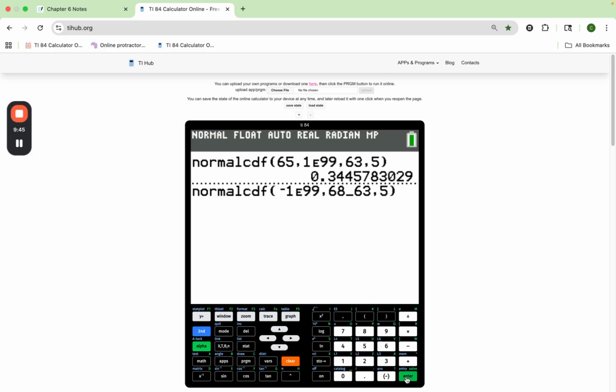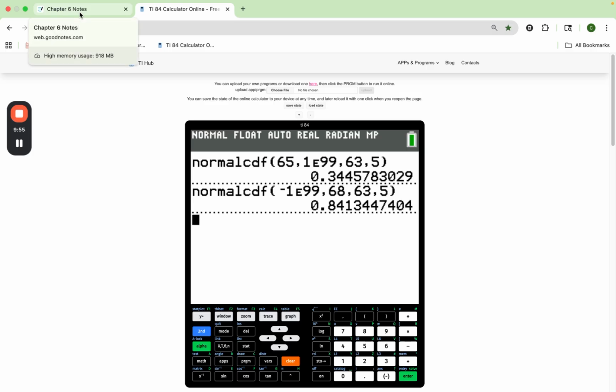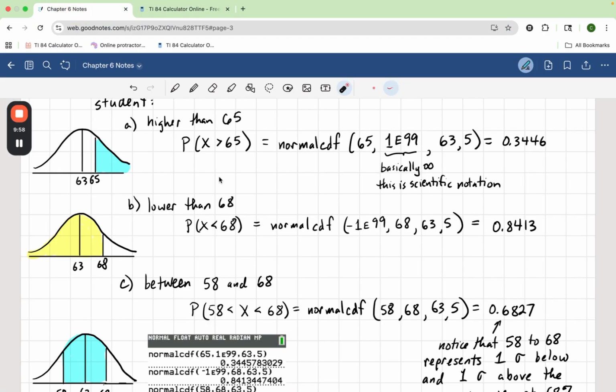So now hit enter, and you come up with a 0.8413. So 84.13% of students get below a 68. All right, not going to happen in this class. Y'all do better than that.